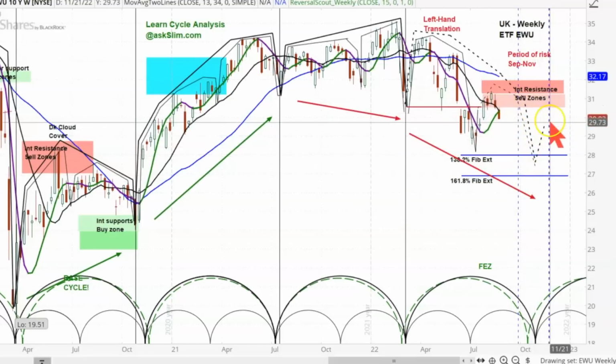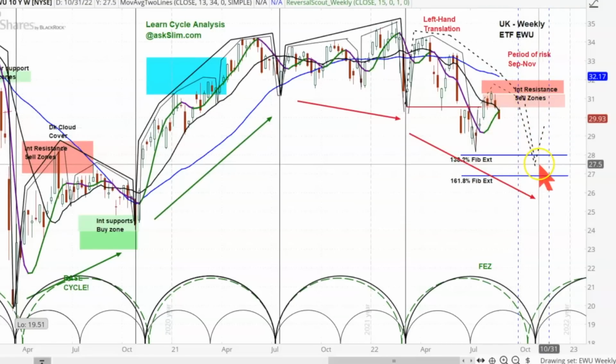This says that the market is going to be weak into October, potentially into November, between these two lines right over here. So this is an example of a European market that is in a lot of trouble. And based on our analysis, the odds of going down are much higher than the odds of going up.